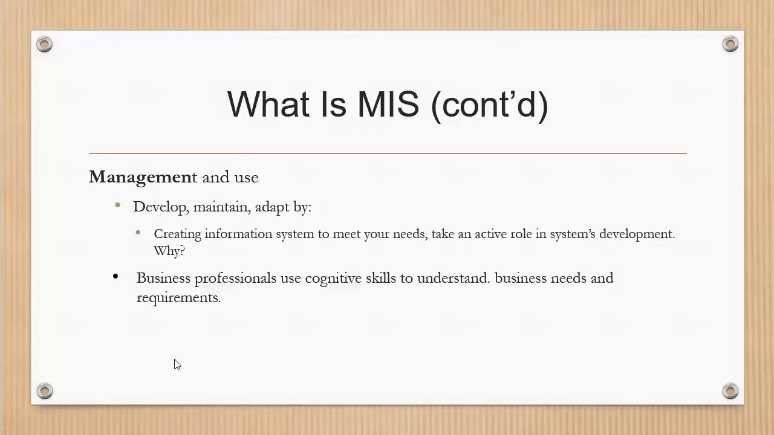This also means that you're going to need to have an active role in the actual development. Now you see on the screen it says why. The reason is if you're not involved, you're not going to get the system you want. And so you have to be actively involved. You can't just turn it over to a programmer and expect them to come back with a system that's going to meet your needs. So you're going to need to be involved in that whole process. And we'll have an entire chapter on that later on, and I'll walk you through that.